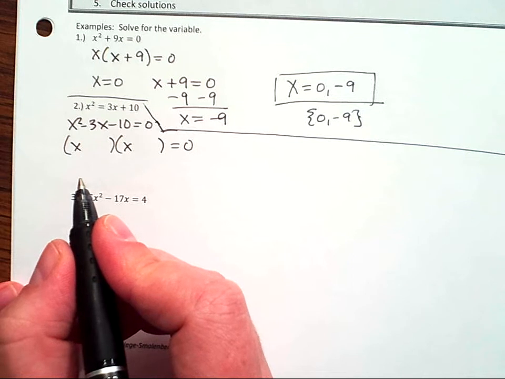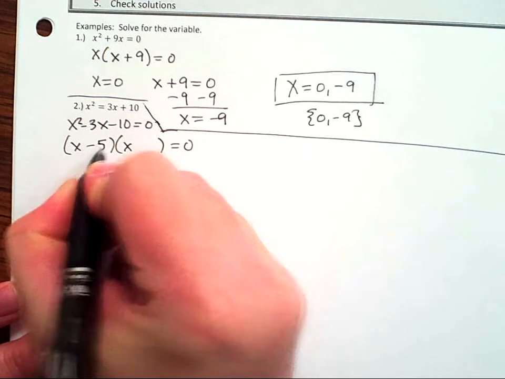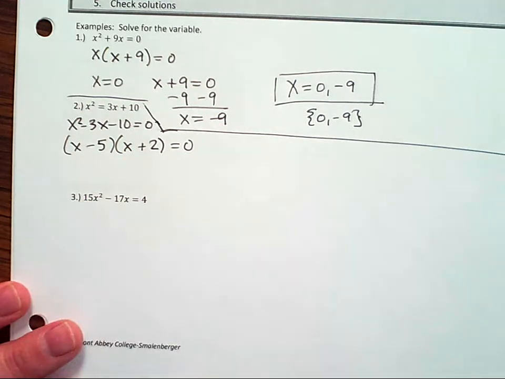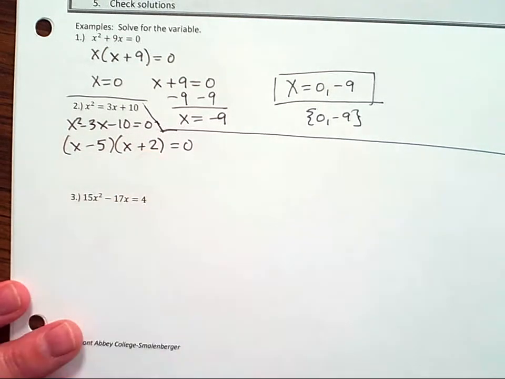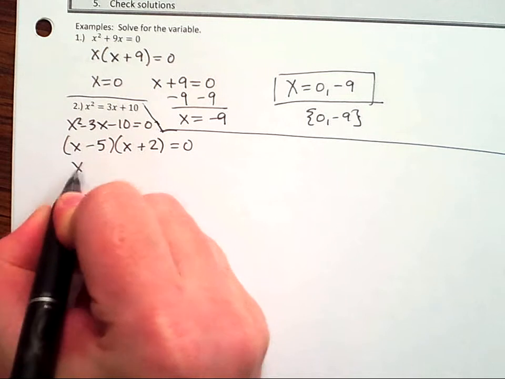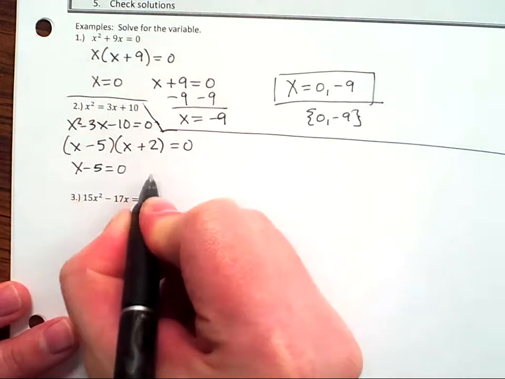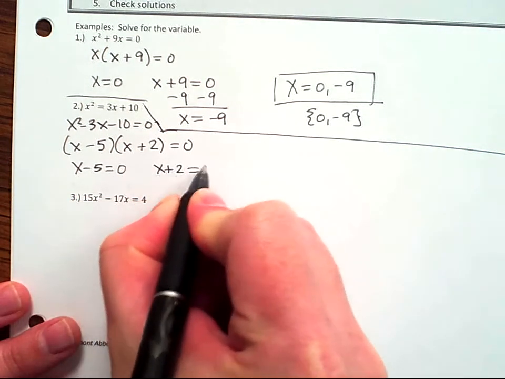What did you get, Sylvia? Negative 5 and positive 2. Is that correct? Do these multiply to negative 10 and add to negative 3? Yep, so we're good. So we set each equal to 0. X minus 5 equals 0. X plus 2 equals 0.